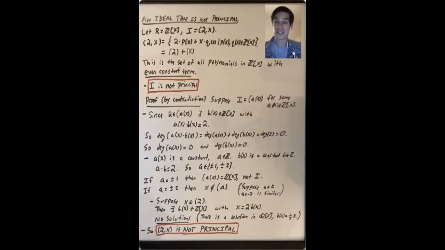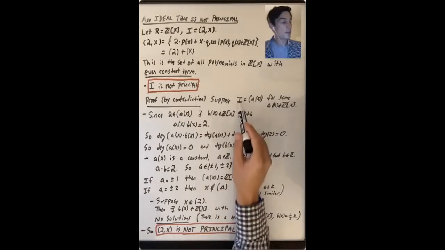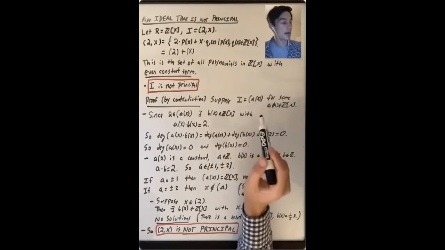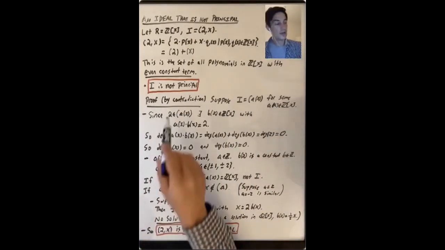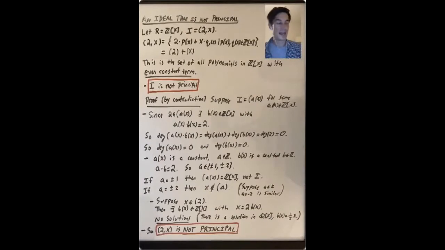How are we going to show that this is not principal? Often when you want to show an ideal is not principal, the idea is proof by contradiction. You suppose that the ideal is principal, you choose some element so that your ideal is the ideal generated by that element, and then you show that there's a problem: there's in fact no element that satisfies all the things that need to be satisfied. So, let's suppose I is equal to the ideal generated by A(X) for some polynomial A(X) in Z[X]. So 2 is in the ideal generated by A(X).